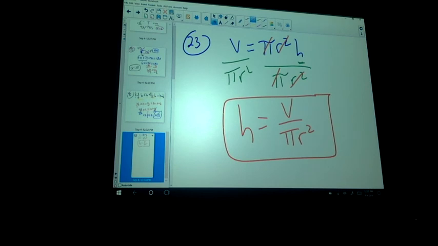And I don't know what else it asked. I would skip b. You're not going to see that on the test. So I would say just the a part is all we need on this one.